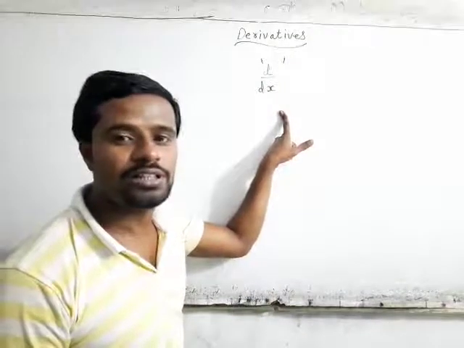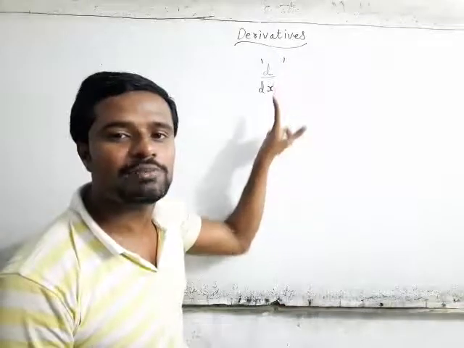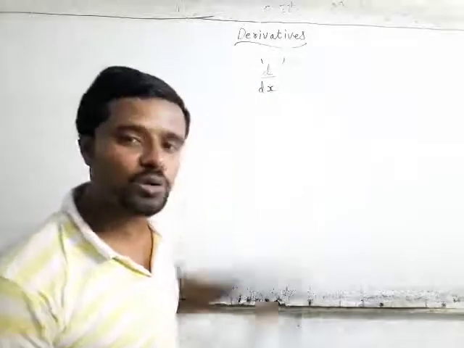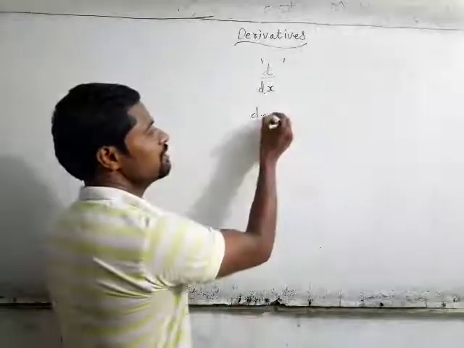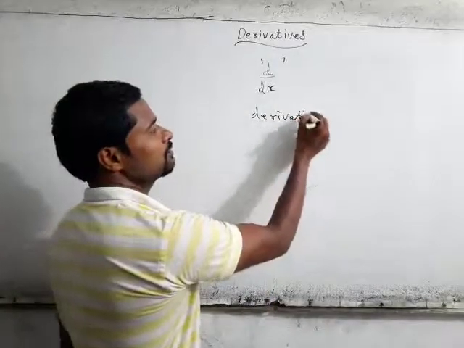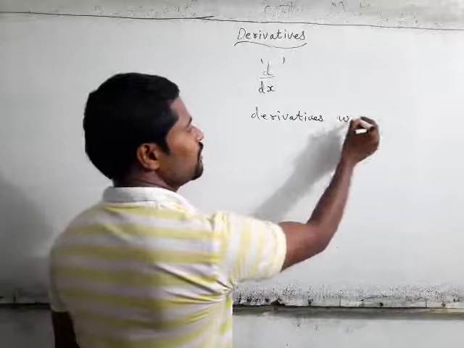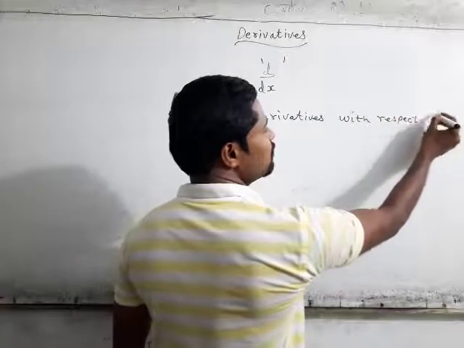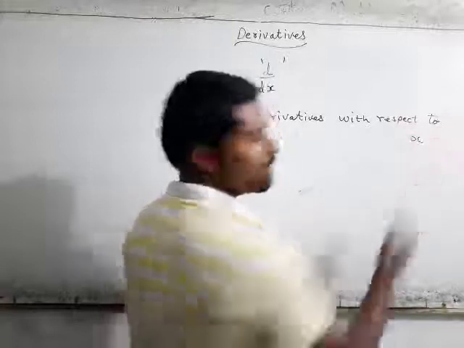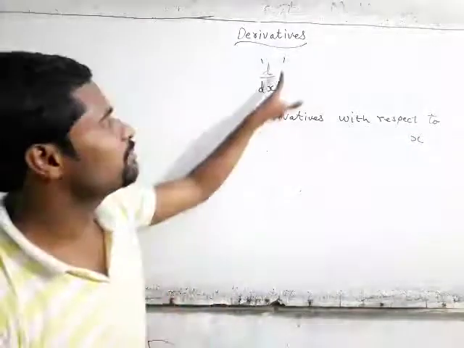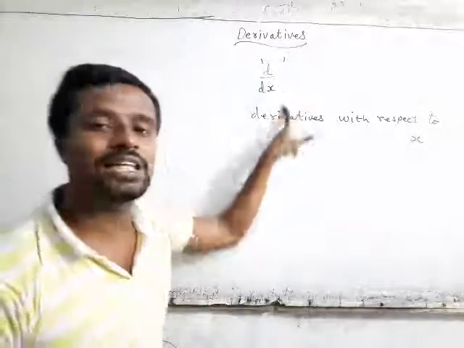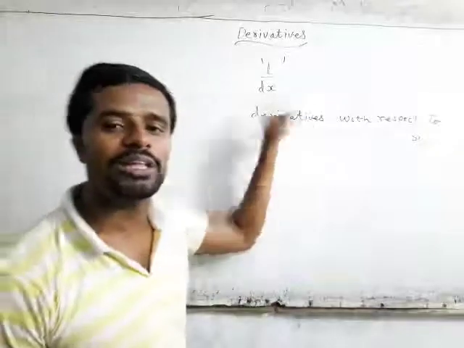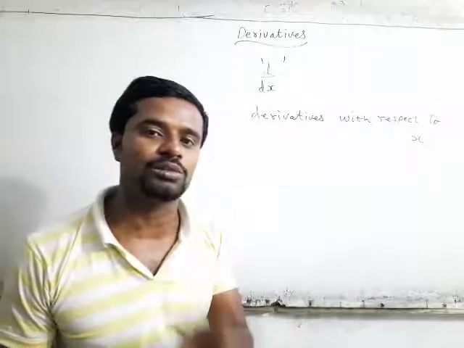So how will you read this? Derivatives with respect to x. D by dx means the derivatives with respect to x. This is the command, and by giving the command only we have to simplify the question.